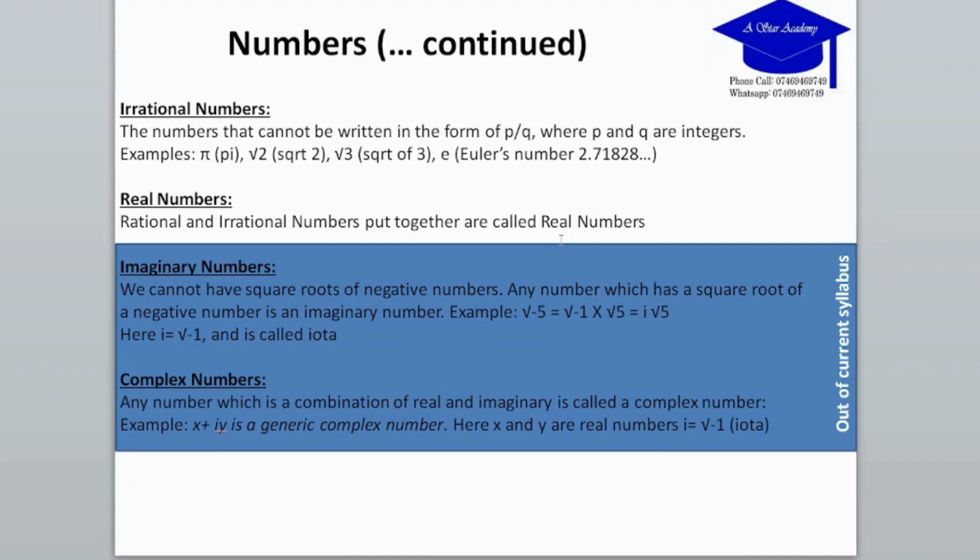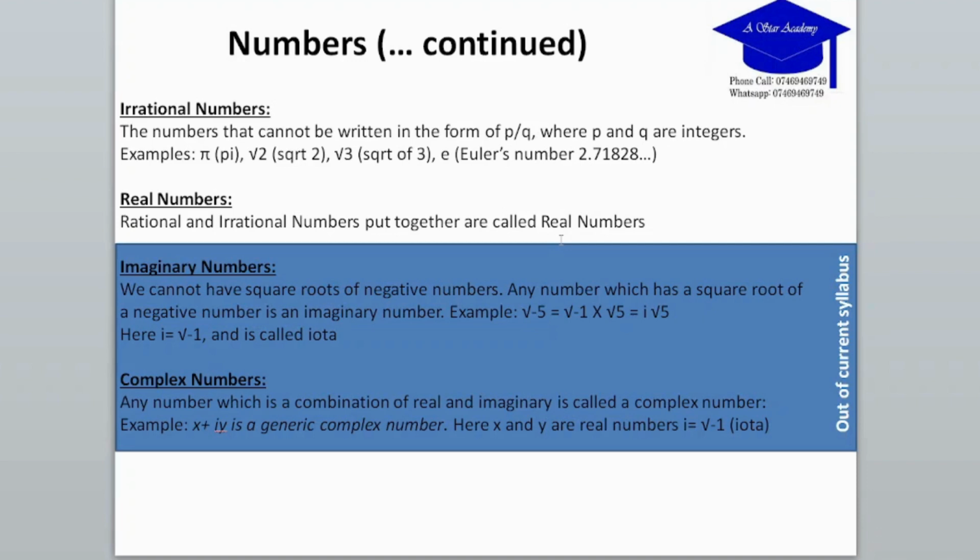And they can be changed into a square root of a real number multiplied by square root of -1, as shown here, and this square root of -1 is called iota. So any number with an iota is called an imaginary number.